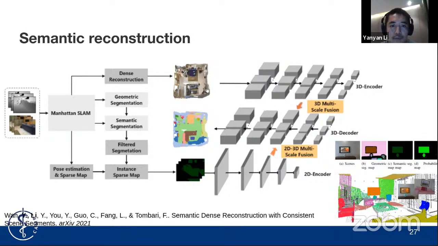And in this paper, we feed 2D masks and our dense 3D reconstruction into the network together. And here we can obtain a semantic dense segmentation result. This is a kind of usage for semantic networks in SLAM systems.